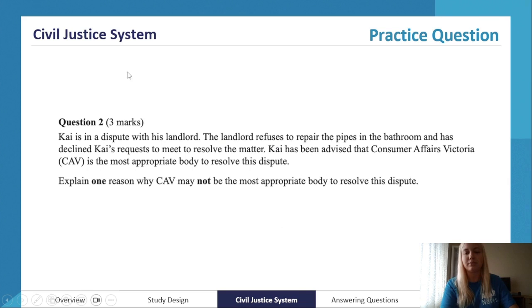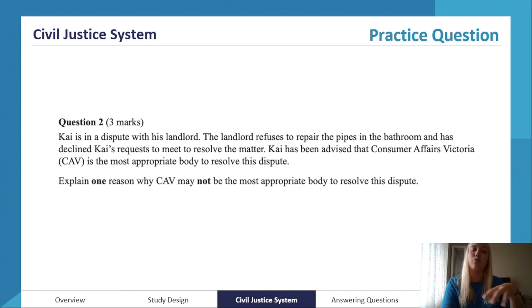All right. Let's have a look at applying a stimulus material to consolidate what we've learned. Kai's in a dispute with his landlord. The landlord refuses to repair the pipes in the bathroom and has declined Kai's request to resolve the matter. Kai's been advised that Consumer Affairs Victoria is the most appropriate body to resolve the dispute. Explain one reason why CAV may not be the most appropriate body to resolve this dispute.